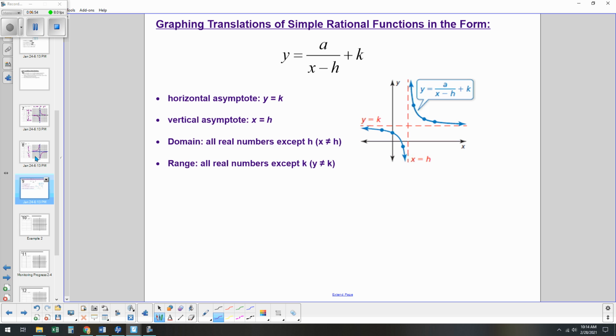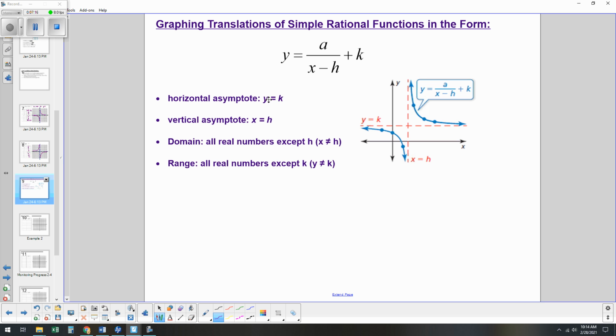All right, so now we're going to graph simple transformations of that. What's going to happen is we're still just going to have a plain number on the top, but the bottom is going to be x plus or minus something, or just x, and there can also be something afterwards. So this is now going to affect our asymptotes. They're no longer going to be x equals 0 and y equals 0.